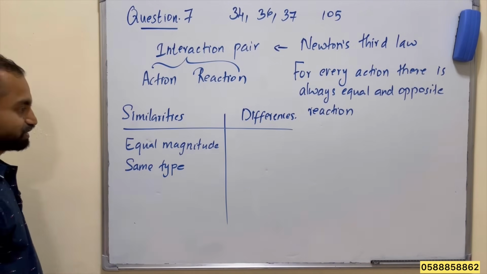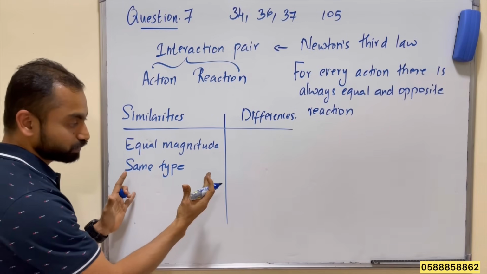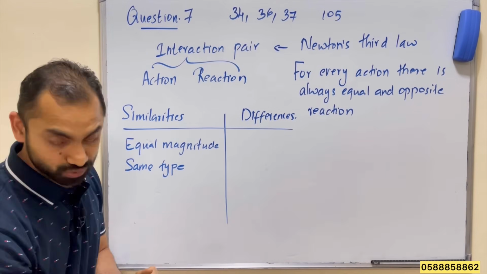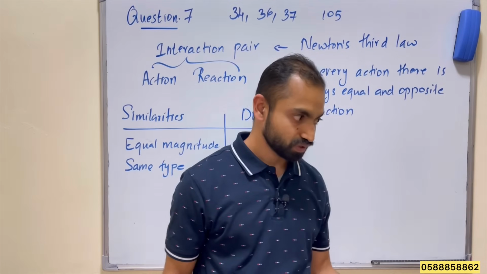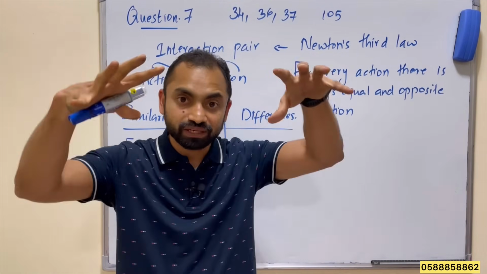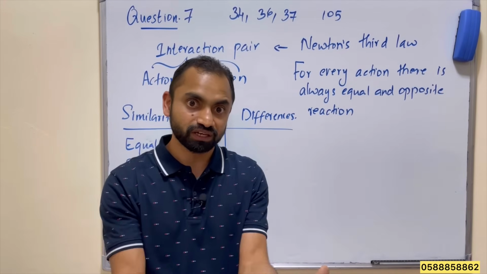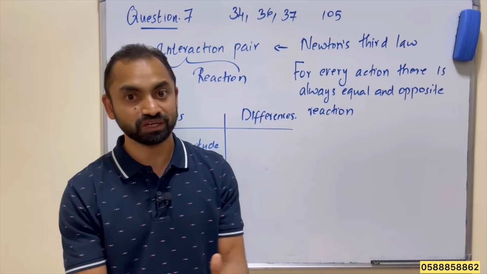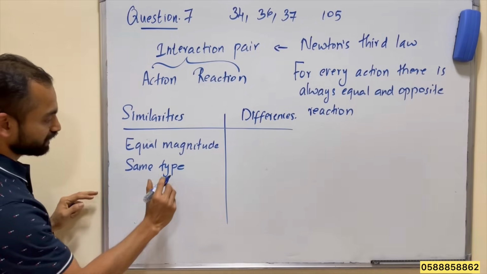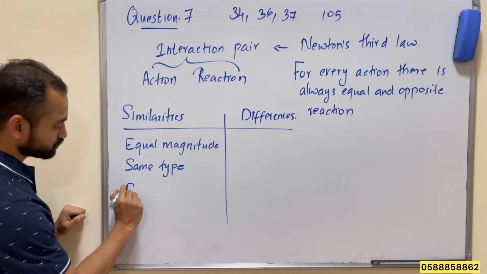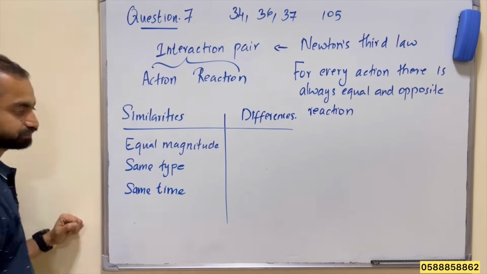If I push the whiteboard for 2 seconds, the whiteboard will be pushing me for the same 2 seconds. If I sit on the chair for 1 hour, I am applying a downward force on the chair for 1 hour. The chair will apply an upward force on me for the same time duration. So action and reaction will act for the same time.